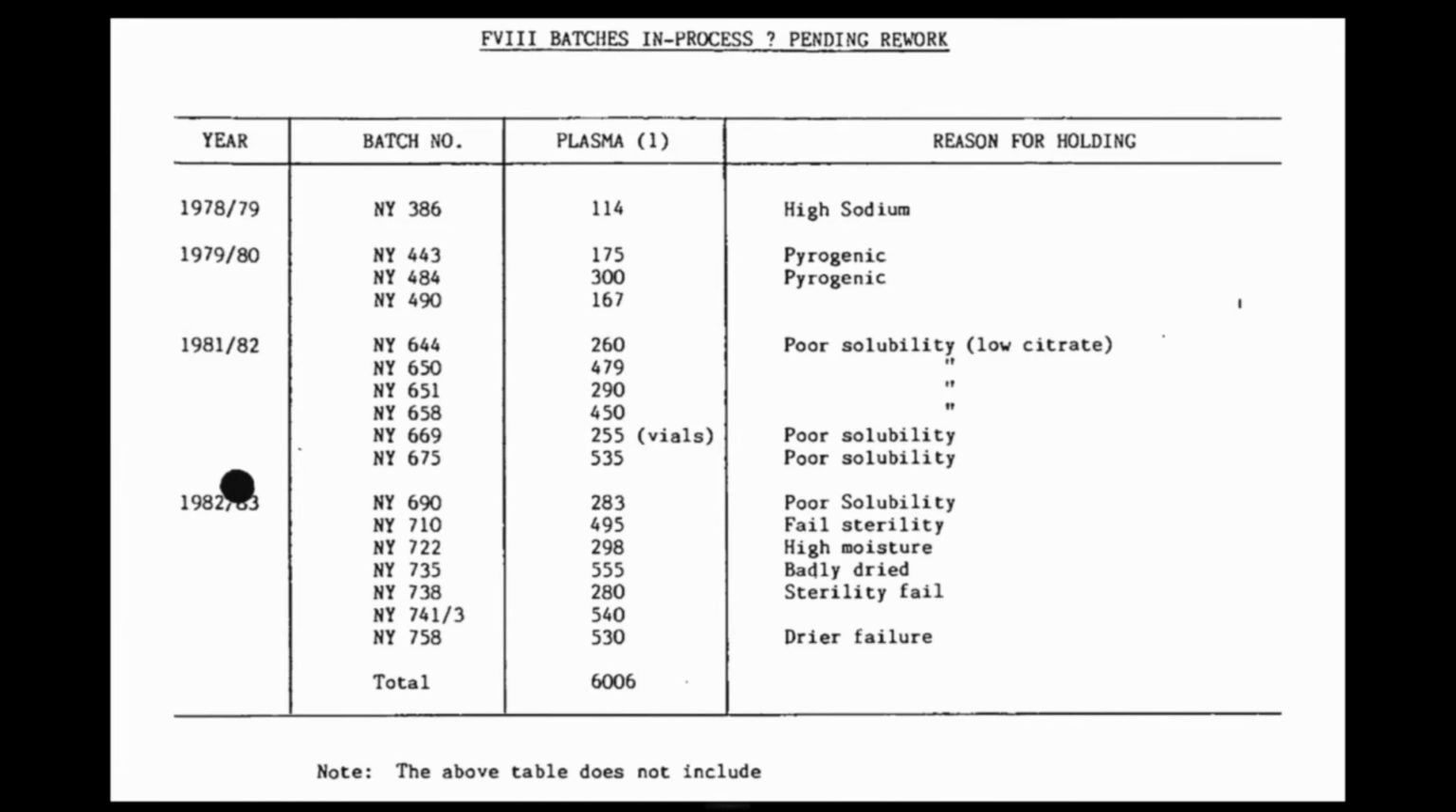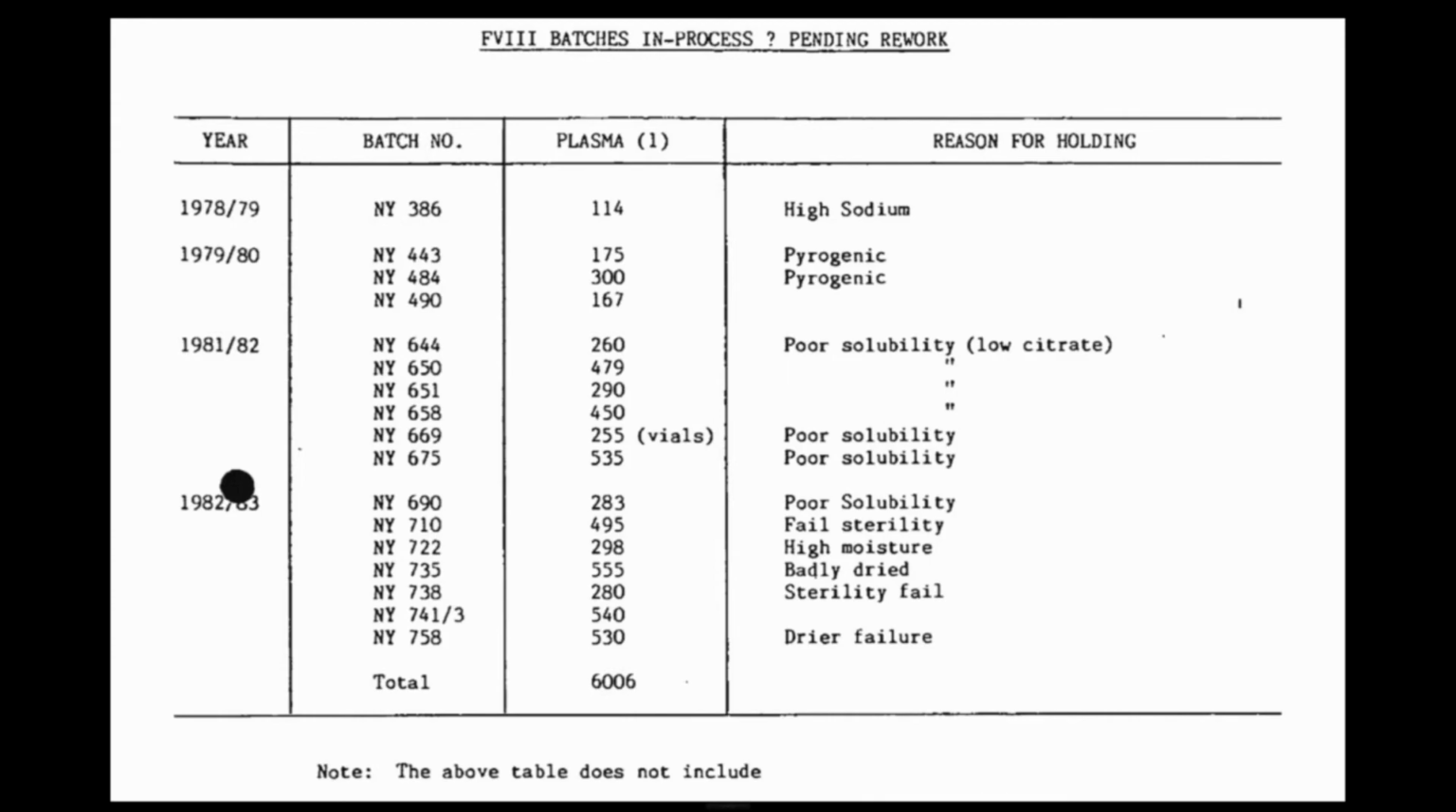We can see in the top row a batch from 1978 to 1979 had a plasma pool of 114 litres. 3 batches from 1979 to 1980, they are stated to be 167 litres, 175 litres and 300 litres. 1981 to 1982, we can see a number of batches. There are 3 that are 255, 260, and 2 that are 260 and 290 litres. One is expressed as 255 vials, and we're not quite sure if a vial equates to a litre. But you have 2 at 290 and 260 litres, and then the other 3 are 450, 479, and 535 litres.